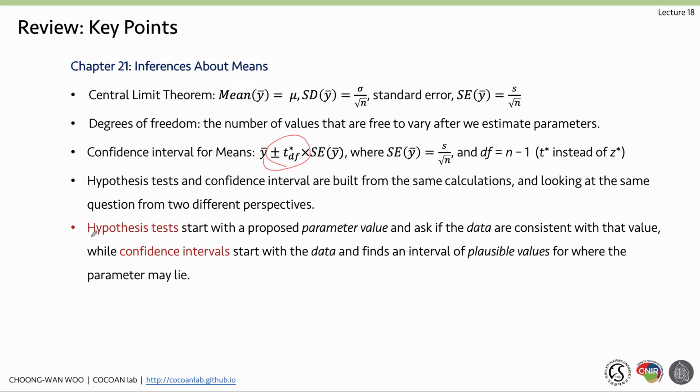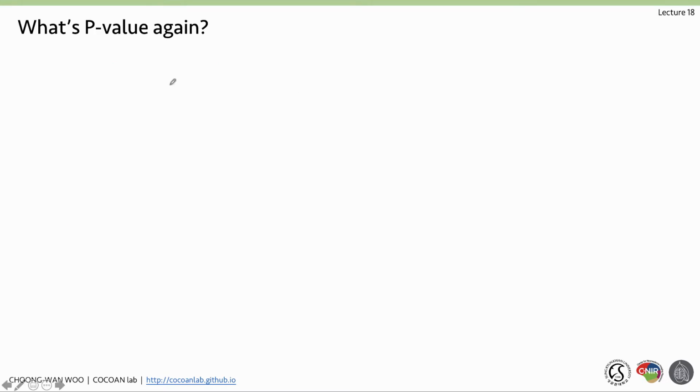Okay, and we talked about how hypothesis tests start with the parameter and ask if the data are consistent with the value, while the confidence interval starts with the data and finds the interval of plausible values for where the parameter may lie. I'm going to tell you the meaning of the p-value in more depth today.